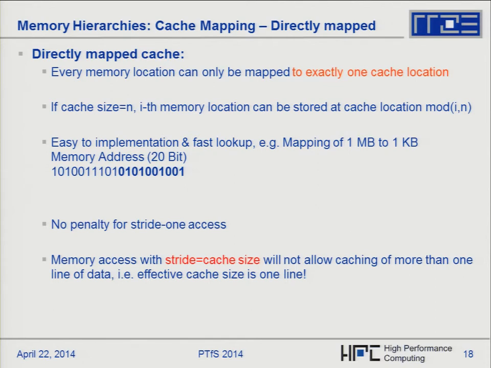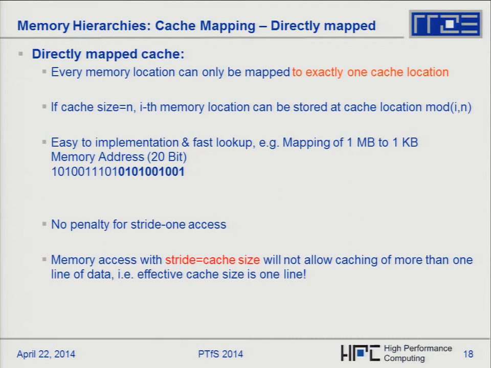I look at the memory address here. This is a 20-bit memory address. And I want to map it to a 1 kilobyte cache. So I just take the lowest bits of the address and separate it from the higher bits of the address. And the lowest bits of the address tell me exactly the position where this memory location is mapped into the cache. And the higher bits have no significance there.